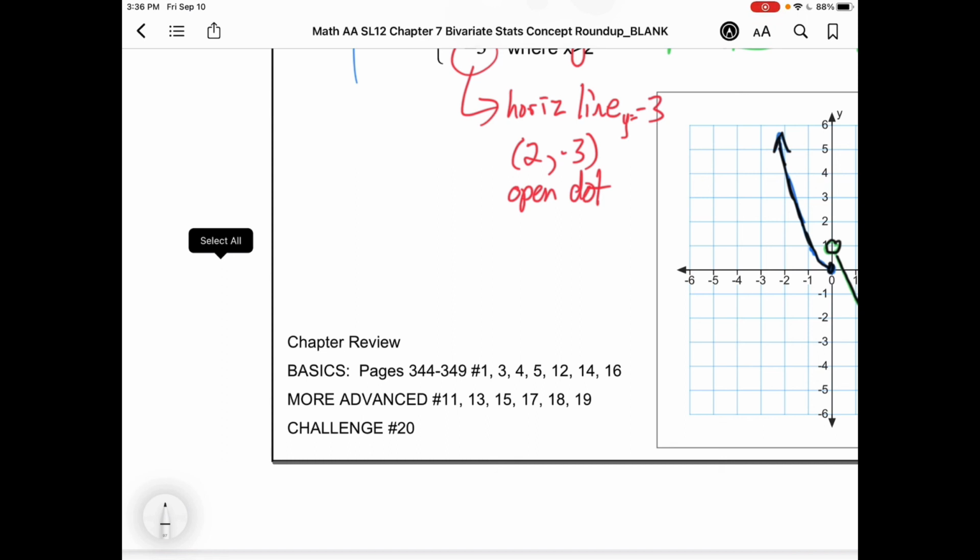If you want some practice material from the Oxford text, you could do the chapter review that's on page 344 to 349. There's some basics, some more advanced, and a challenge one. I hope you found this useful, and good luck with the material.